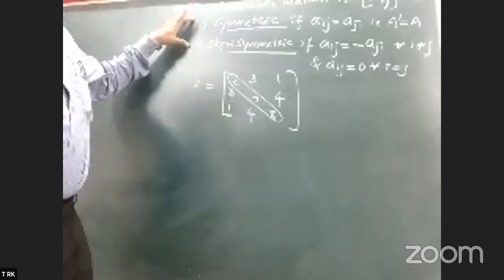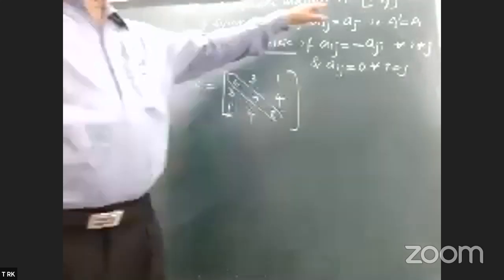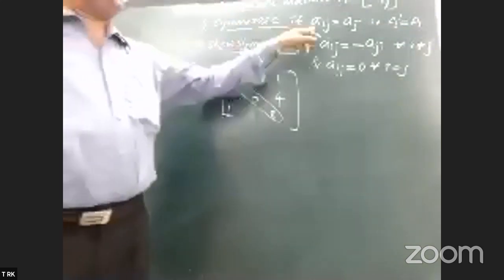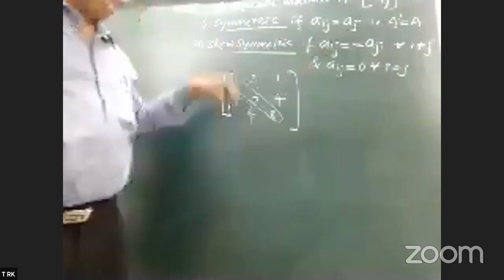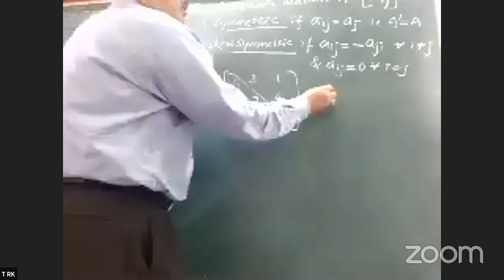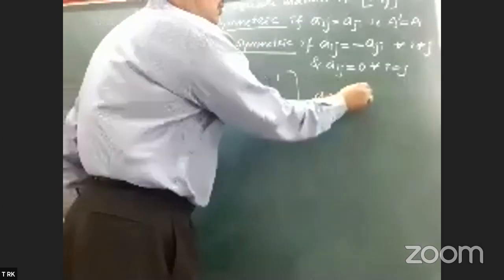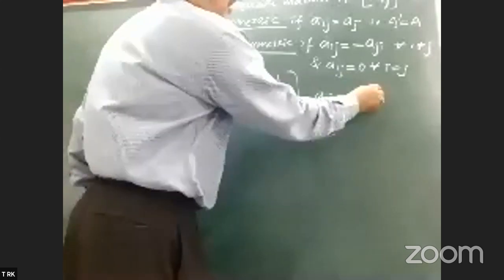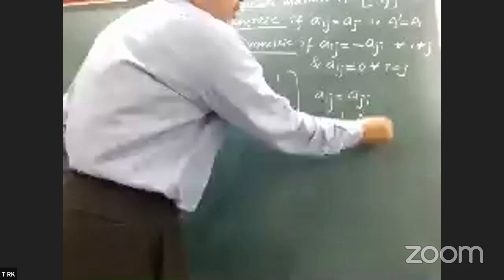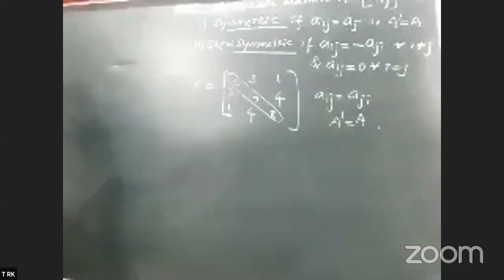See, are these two points clear now? A square matrix A equal to Aij is symmetric if Aij is equal to Aji. Elements on either side are equal. I mean here Aij is equal to Aji. That is, A dash is equal to A. So A is symmetric.